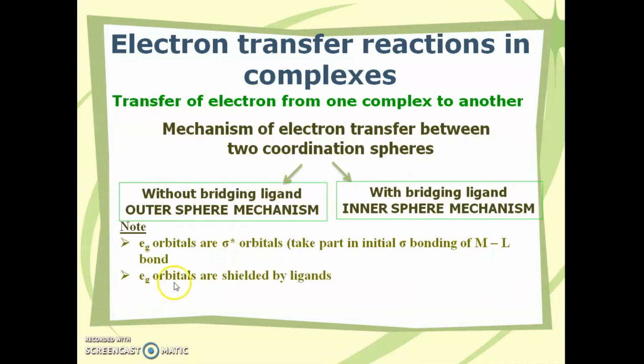The eg orbitals are shielded by ligands. Yes, because they are interacting with the ligands. The eg metal orbitals are interacting with the ligands, so they are not free.